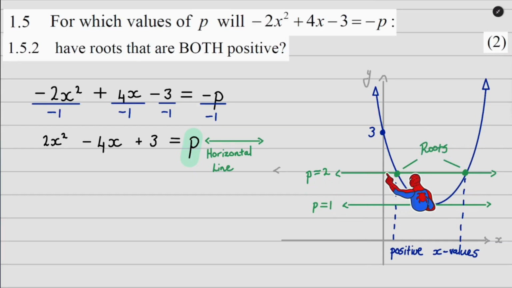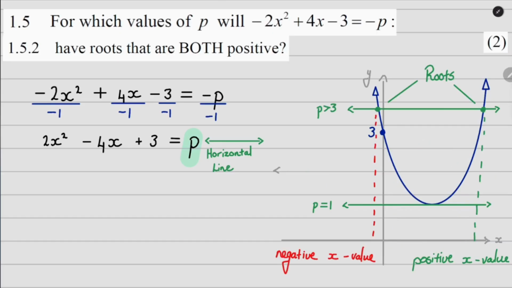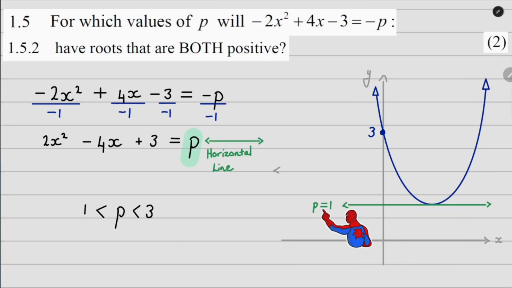If I had to put the horizontal line up here past 3, then what's going to happen is one of my roots will actually give me a negative x value, and the other root will give me a positive x value. So I can't put p above 3. That will be true no matter how far I move the horizontal line upwards. So in summary, I want p to be anywhere in between 3 and 1.